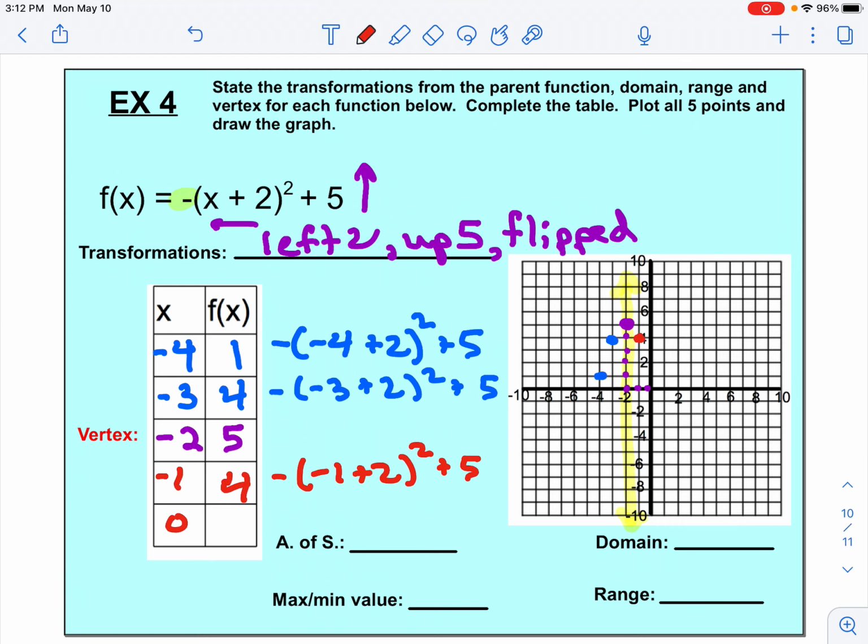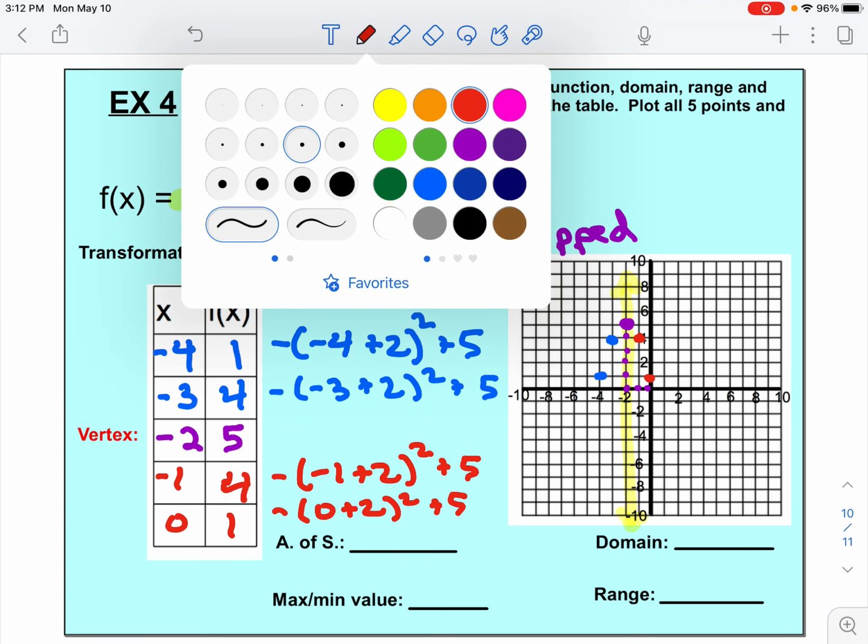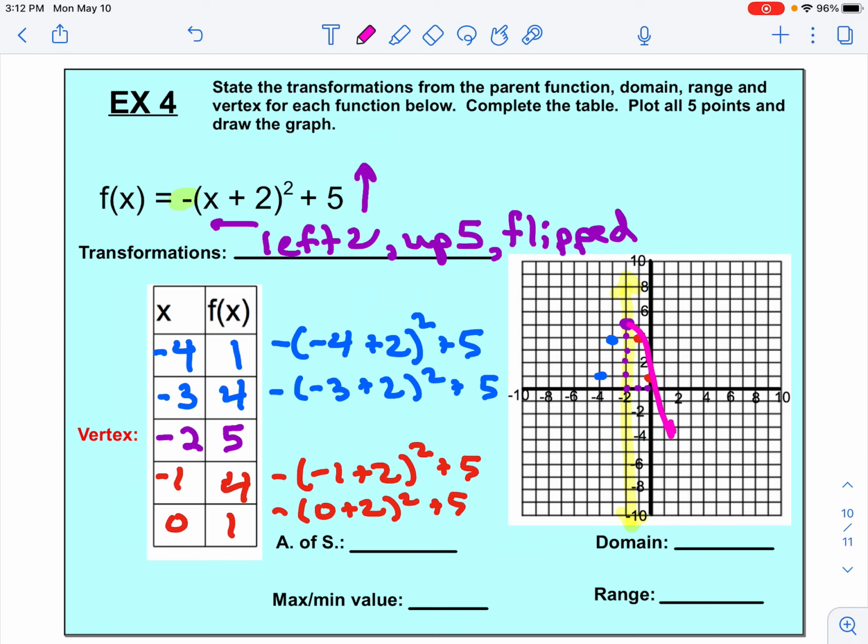So now let's do our last point in red. The opposite of 0 plus 2 squared plus 5 gives us 1. So 0 is 1. Okay, oops. 0, 1. There we go. All right, so now I have my 5 points. I graph it. The axis of symmetry is the equation of the line x equals negative 2. Remember, that part and that part should match.